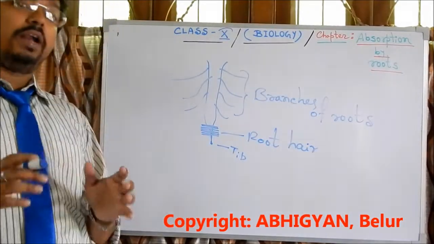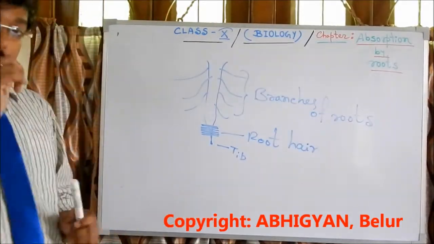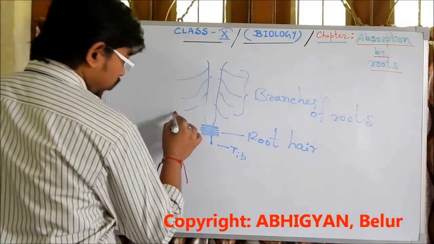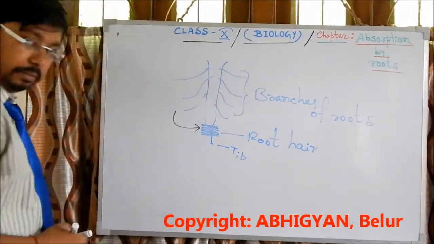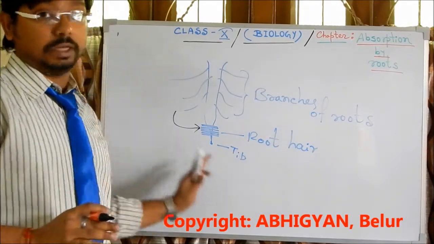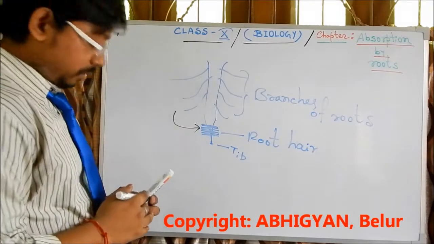Now from where the water is coming inside, first of all we have to understand that water is coming inside of any root through this root hair region. Through this root hair region the water molecules are coming inside. Now I am trying to draw a diagram of this region.